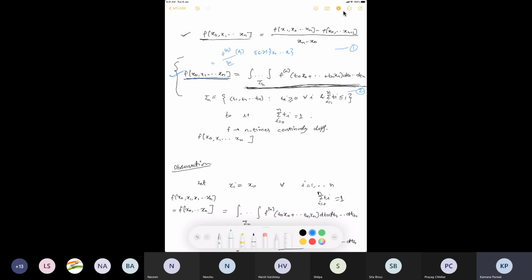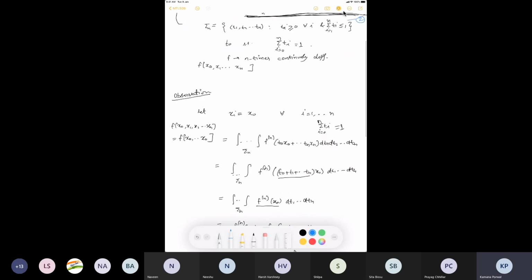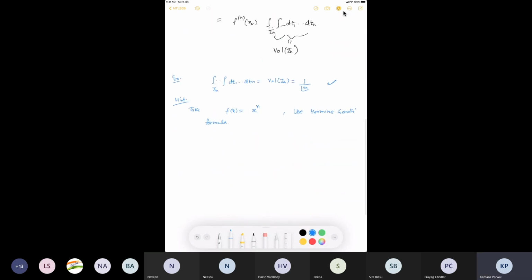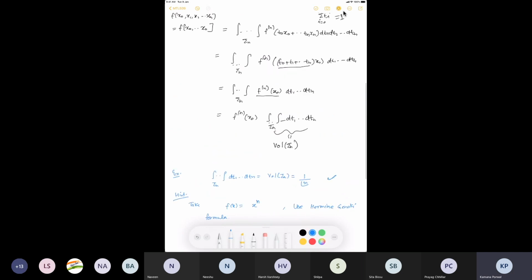Now if you take f(x) to be x raised to power n, you can simplify this side because x raised to power n is a polynomial. You can simply use this formula to simplify this, and you just have to realize that the nth derivative of x raised to power n is going to be a constant. If you use that, you will be able to get that the volume of this region tau n is 1 by factorial n. So this you just work it out. So what I have got here is that this quantity is 1 by factorial n. So we have got this relation.